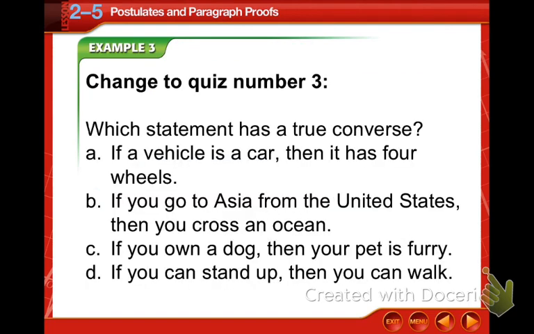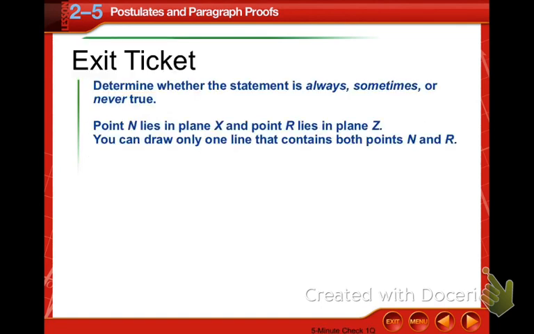So now, ignore that, because we are way done with that quiz. And here's your exit ticket. Determine whether the statement is always, sometimes, or never true. Point N lies in plane X, and point R lies on plane Z. And you can draw only one line that contains both points N and R. So is that always, sometimes, or never true?